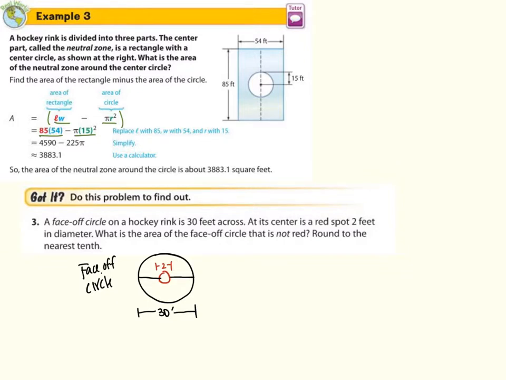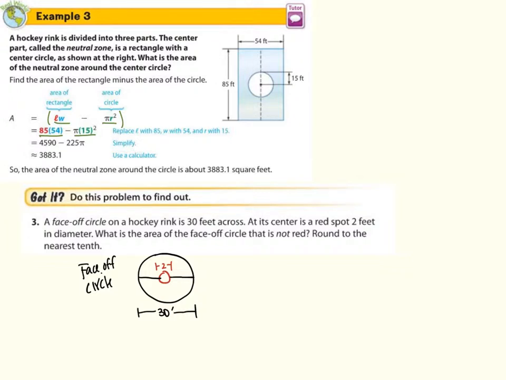Okay, so for number 3, I went ahead and drew a picture of the face-off circle, including the red spot in the middle. So let's go ahead and try to represent this with an equation. So we've got two circles, so we're going to use the formula of the two circles. Notice that they give the diameter, okay? So we're actually going to have to find the radius, but that does not have to be included with our representation of an expression, okay?